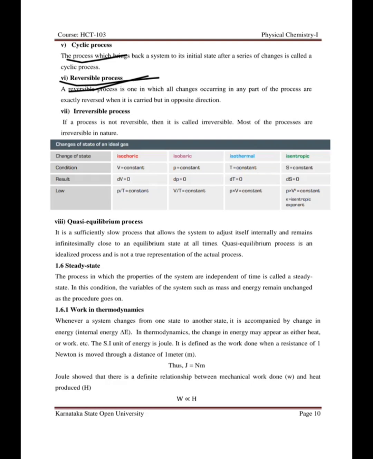These are the changes of state of an ideal gas. Isochoric is where V is kept constant, isobaric where P is kept constant, where P is the pressure and V is the volume. Isothermal is where temperature is kept constant, and isentropic is where entropy is kept constant. S is nothing but the entropy of the system.